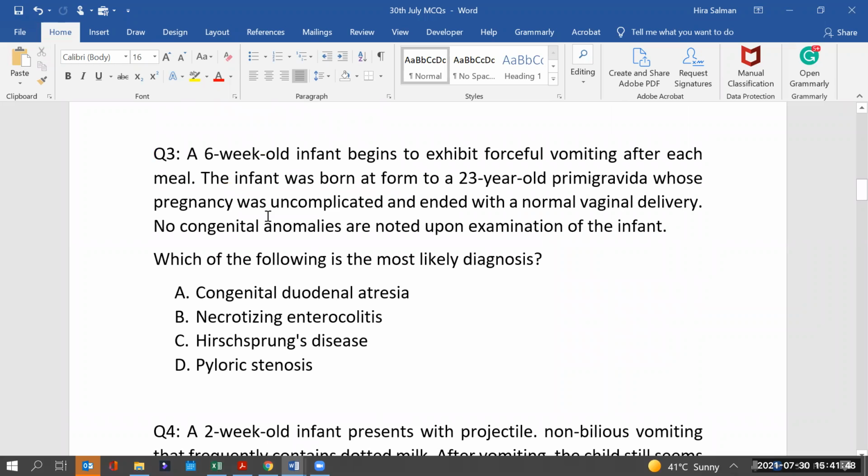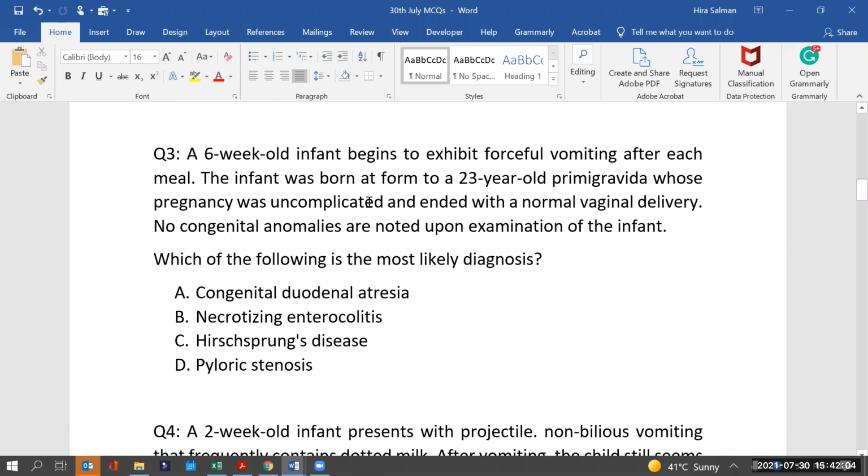Now this one. They're saying a 6-week-old infant begins to exhibit forceful vomiting. So the projectile vomiting is there after each meal. After having each meal, there is vomiting. It means that it is continuous vomiting.